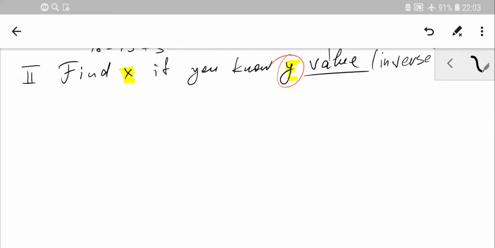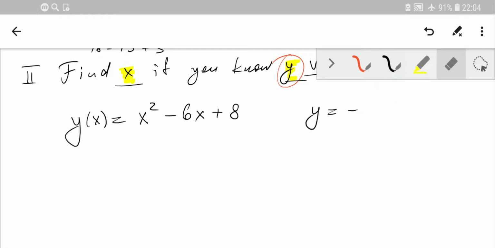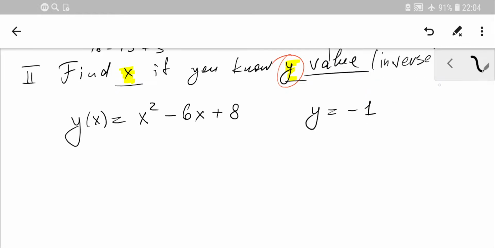All right, and for this particular purpose, let's consider the following case. Let's say we have y from x equals, let's take x squared minus 6x plus 8. All right, so what we're gonna do, we need to find x value when we're given y value. And let's say for simplicity, y equals -1. In this case, let's set up with just 1 point, not 2. So y equals -1.